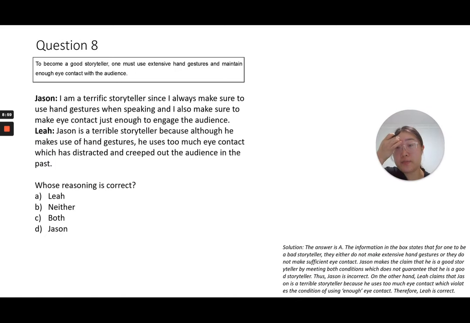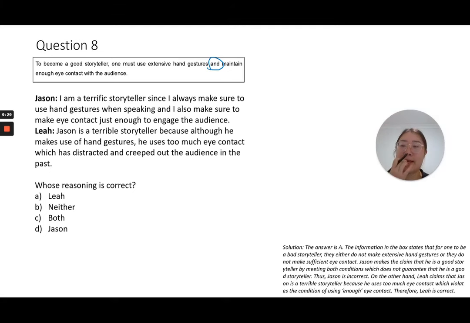Okay, question 8. To become a good storyteller, one must use extensive hand gestures and maintain enough eye contact with the audience. So we want to see whose reasoning is correct. Remember this word, and. Okay, and, which means both. So Jason says, I am a terrific storyteller since I always make sure to use hand gestures when speaking, and I also make sure to make eye contact just enough to engage the audience.